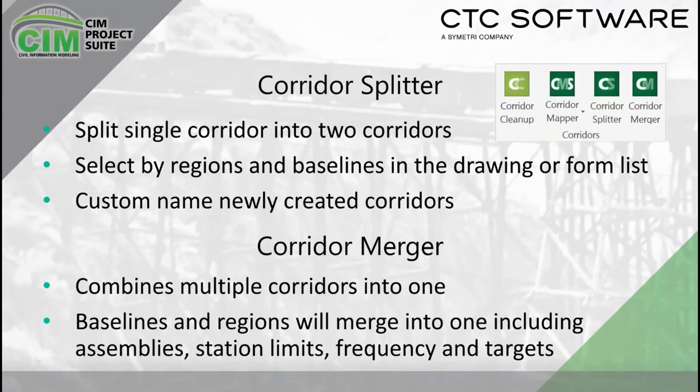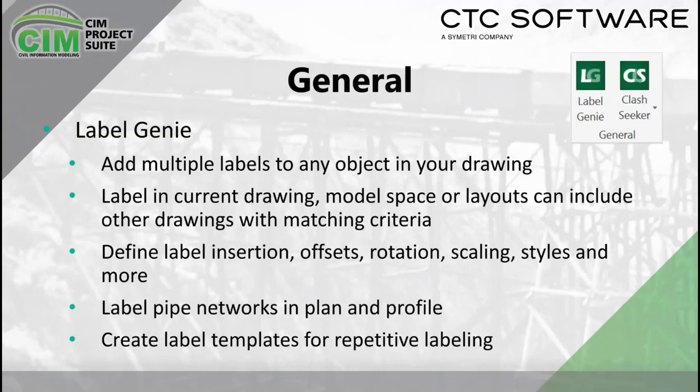So those are our corridor tools. Next up, we have our General tab, which encompasses our Label Genie and Clash Seeker. Label Genie, probably our most popular between that and AutoGrader. With Label Genie, we can add labels to any object in your drawing, and we can do those in multiples. And then if things change, we can just re-add them and they'll update.